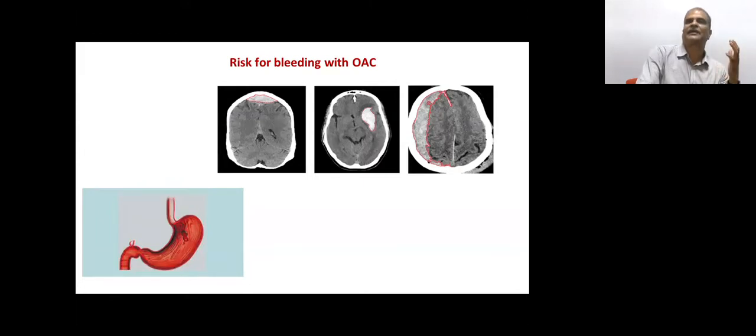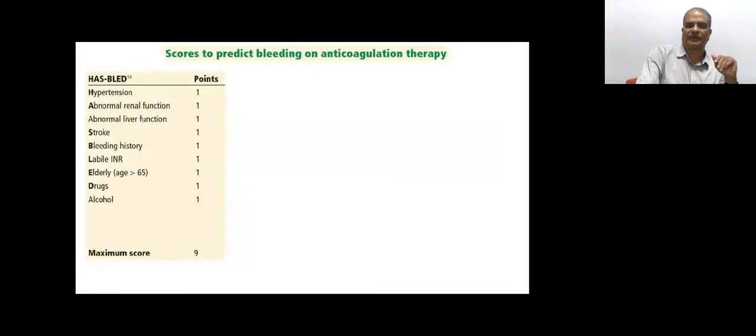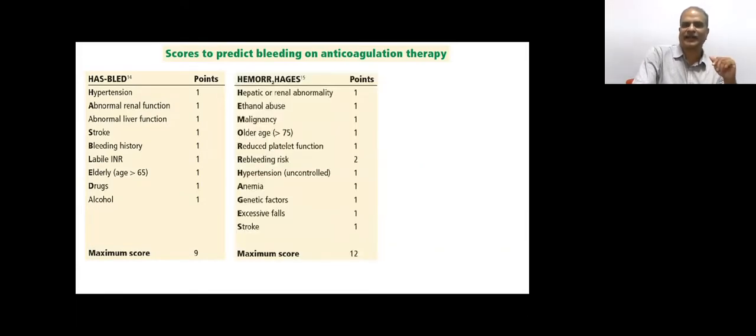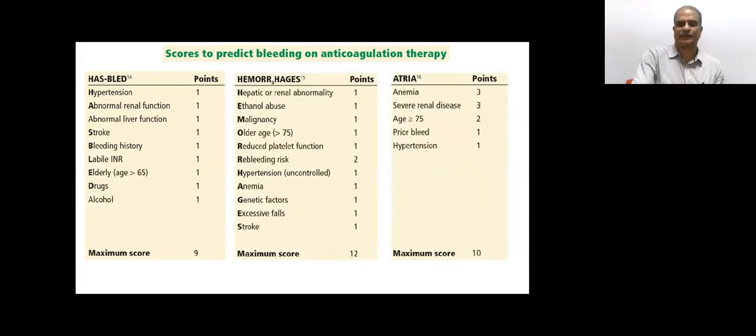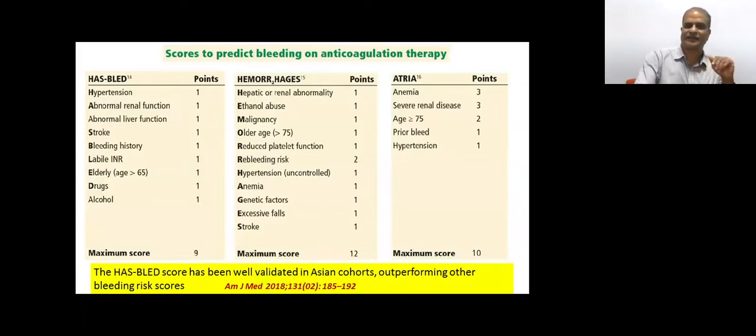So the bleeding can occur either as an intracranial bleed or a GI bleed. For this, there are a lot of scores we can look at. One is the HAS-BLED score, and there are other scores like the HEMORR2HAGES score and the ATRIA score. But the score which has been well validated and studied, especially in the Asian population, is the HAS-BLED score. And this is what we should use for our patient.